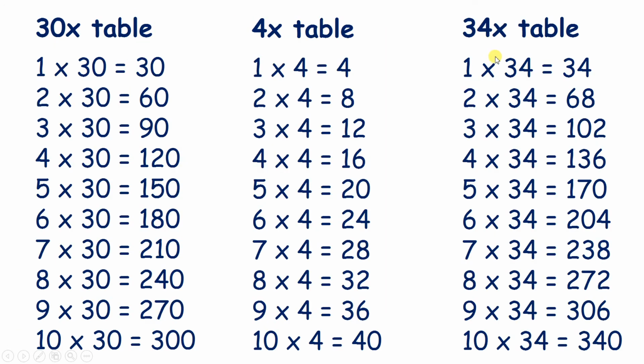So we multiplied by 34 by partitioning 34 into 30 and 4, because if you have your 30 times table and you add your 4 times table, you get your 34 times table. So we found 6 times 34 by adding 6 times 30 and 6 times 4.